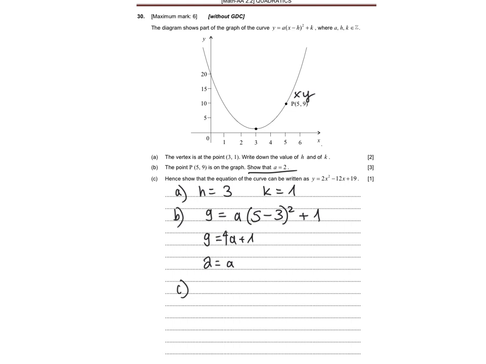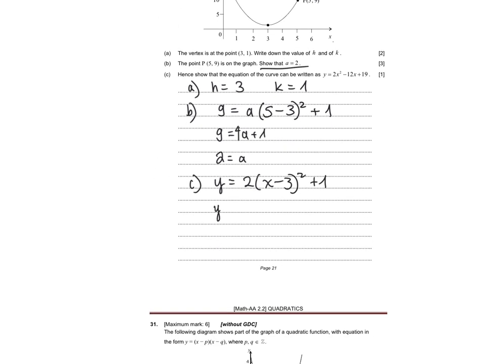For C, hence show the equation of the curve can be written like that. So we're going to have Y equals 2. So you have to use that A is 2, that's that hence bit. X minus 3 squared plus 1. And we need to distribute this all out. So Y is 2 times x squared minus 6x plus 9, plus 1. So 2x squared minus 12x plus 18 plus 1 is plus 19.